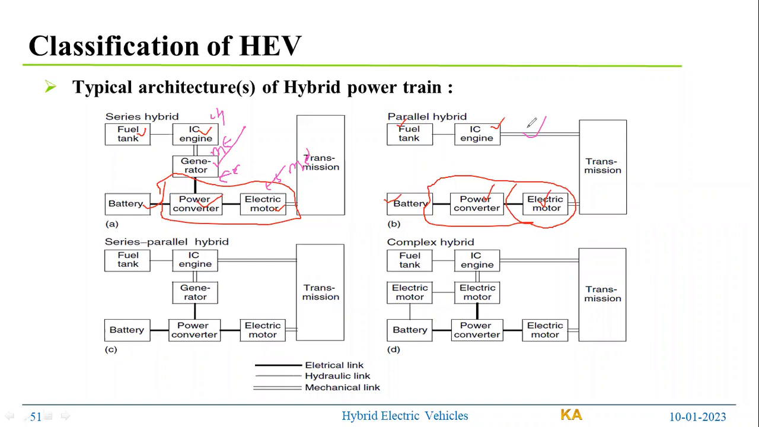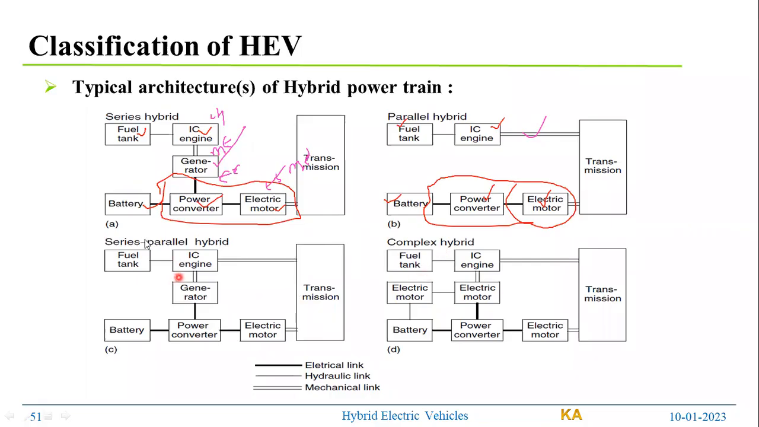Then series parallel hybrid. Its name itself says that it is a combination of both. However you want, it can work independently without the generator engine, or it can also work independently with the battery, or it can work as a combination. So the combination of series and parallel is series parallel hybrid.